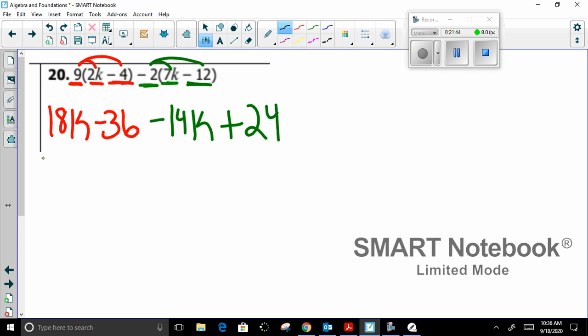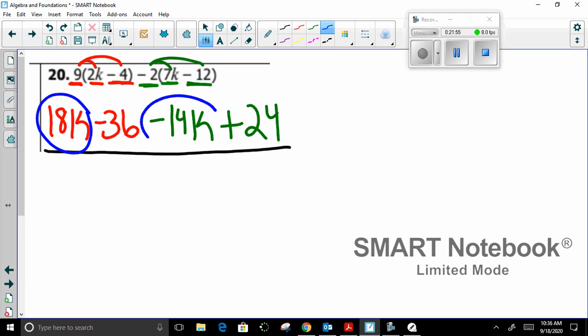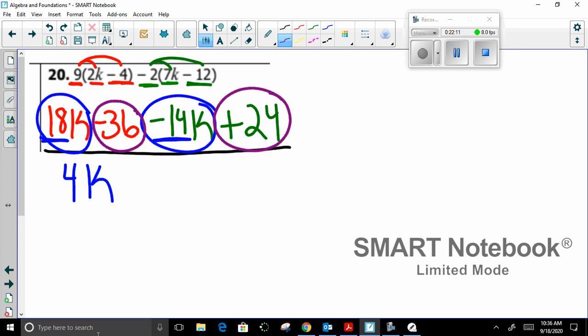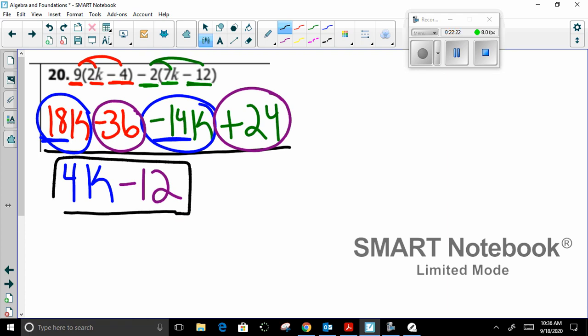Now you need to look. Do I have any more like terms I can combine? K's with K's, constant numbers with constant numbers. 18k minus 14k. Keep the like term. Do what the numbers ahead of them say. 18 minus 14 would be 4k. Then it looks like I have constant numbers. -36 plus 24 would be -12. One last question to yourself. Can I subtract these? You cannot. They are not like terms. You are done.